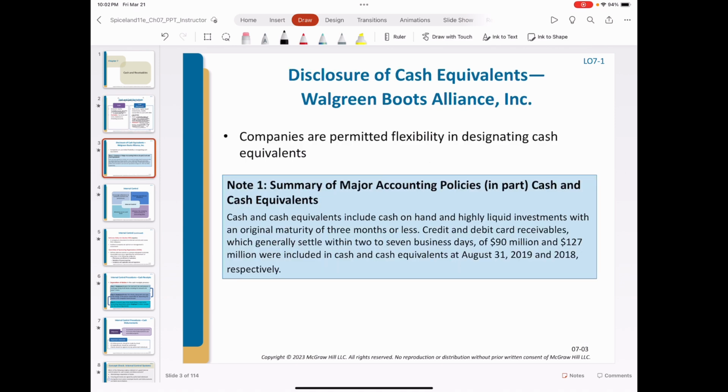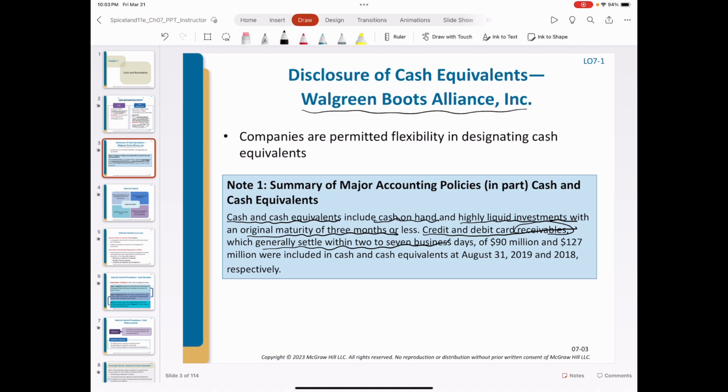Here is a note regarding the cash equivalents of Walgreens Boots Alliance. It provides more information regarding the cash and cash equivalents. What is included? It includes cash on hand and highly liquid investments with original maturity of 3 months or less. This includes credit or debit card receivables. Usually, these receivables will be settled within a few days.